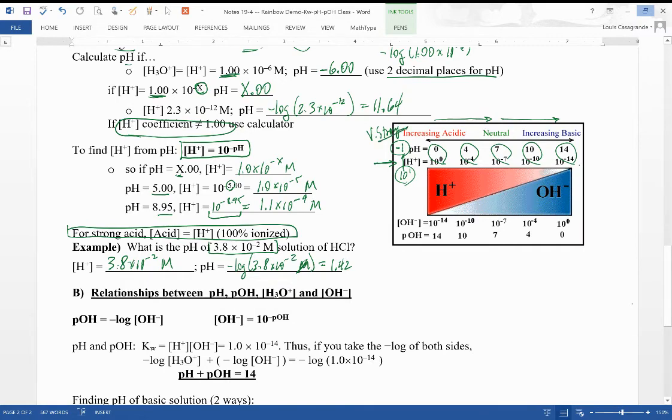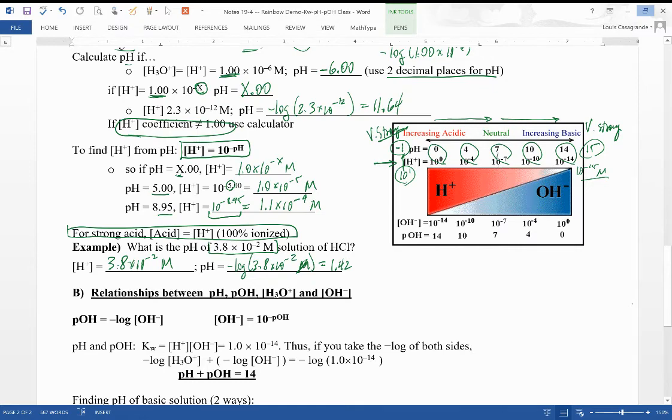pHs of greater than 14 can also exist. So if we have a 10 to the minus 15 molar, it's just a very, very weak acid. That would have a pH of 15, and that's going to be very basic, very strong on the base side. Down below, we have the concentration, and right in the middle, of course, is neutral.